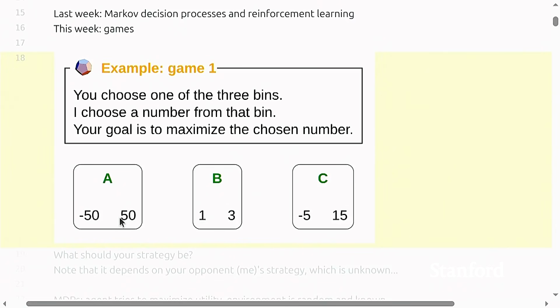So let's do a poll. How many of you would choose A? Okay, some people would choose A. How many of you would choose B? Wait, I think some of you are voting twice, but okay, that's okay. Maybe a stochastic policy. And how many of you would choose C? Okay, most of you would choose C. Okay, so what should your strategy be?